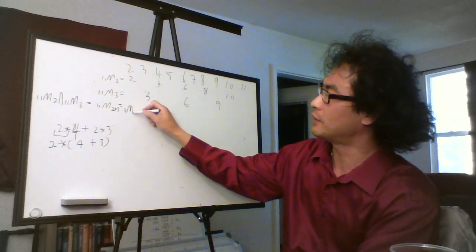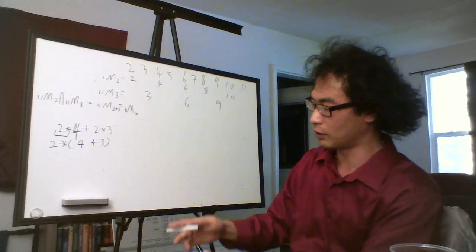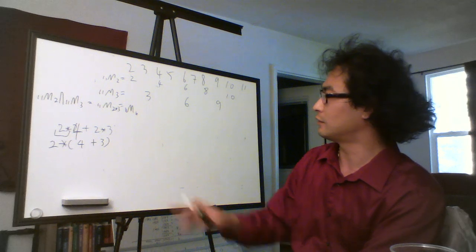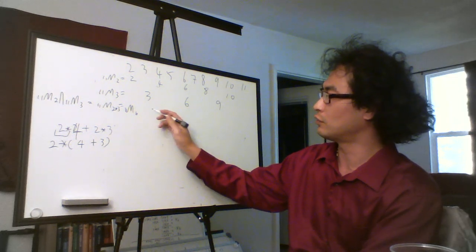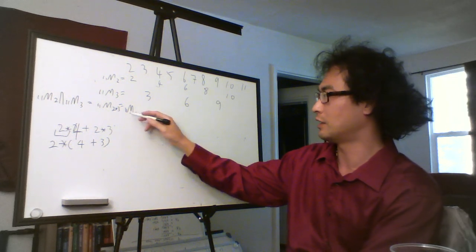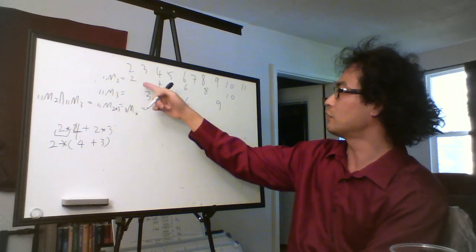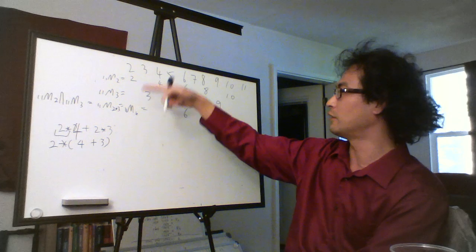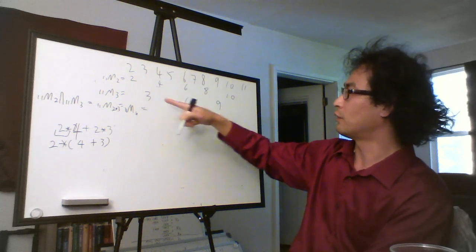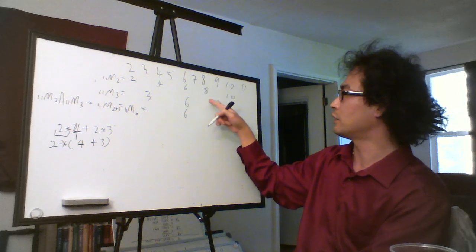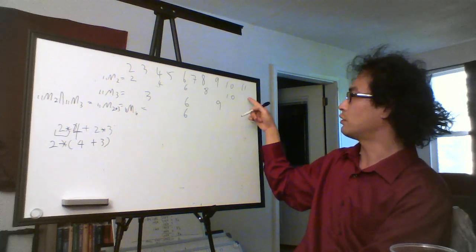11 and 6. Multiples of 6, each of which is equal to or less than 11. Intersection, interweaving. So no intersection here, but 6, that's the only thing.